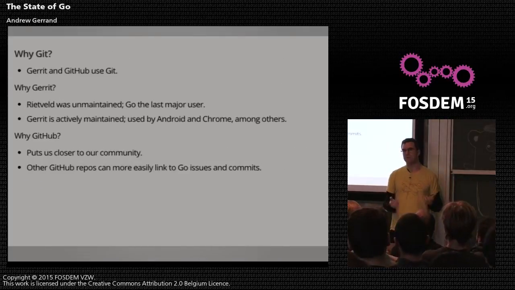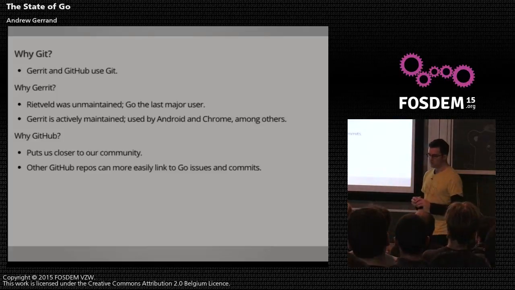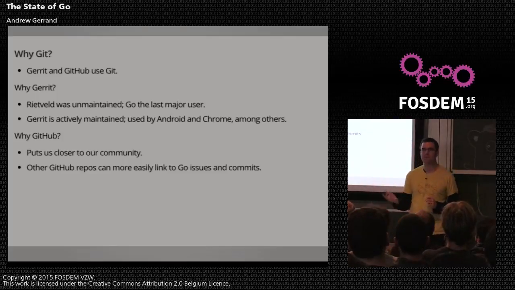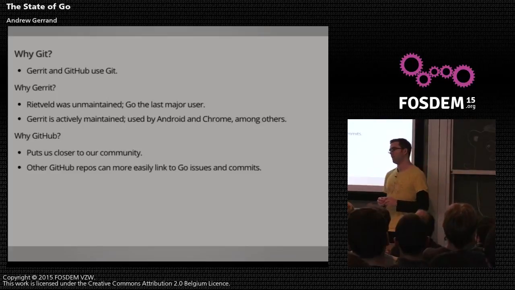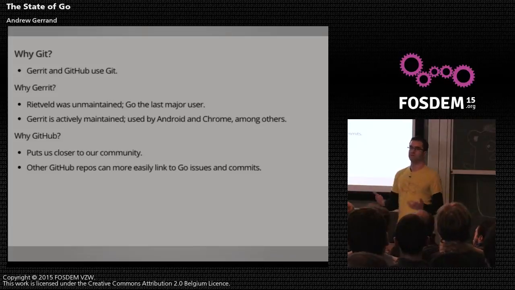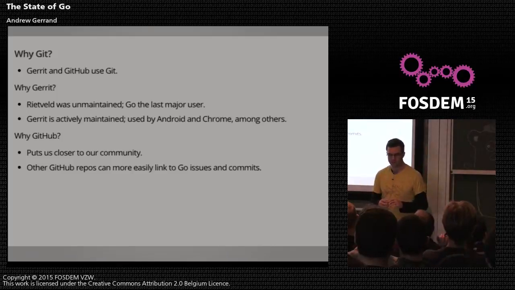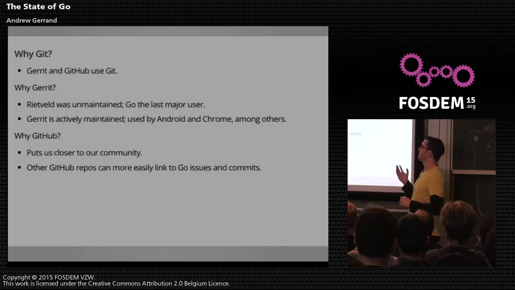I just wanted to touch on why we moved. Basically the reason why we chose Git is because we needed to move to Gerrit, and Gerrit uses Git. But why do we need to move to Gerrit? Because Rietveld, the code review system we were using, was basically unmaintained. It used to be used by the Chrome project, and so the fact that they were using it meant that there were people working on keeping it running. But then we were basically left holding the bag, and we were the last people using it, and we were like, well, this sucks. And so we decided to switch to Gerrit, which has a team maintaining it.